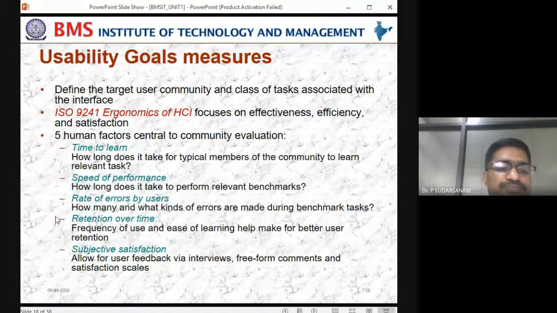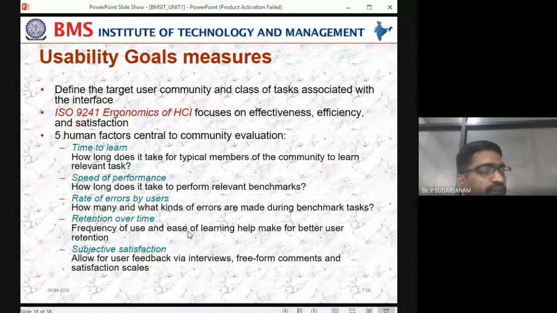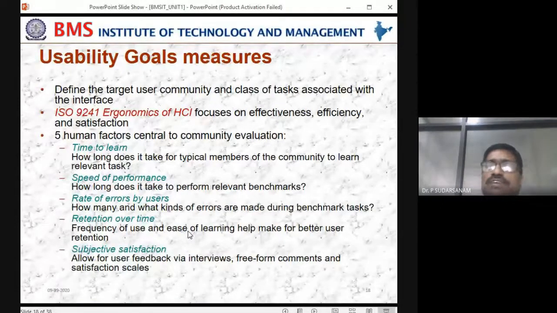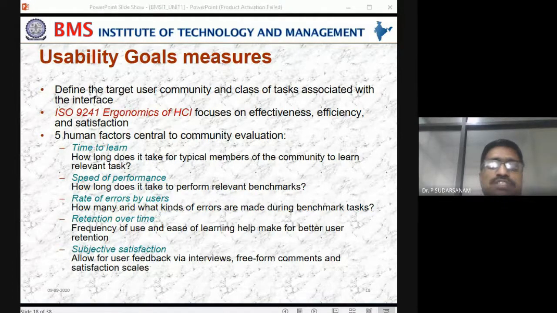Next is subjective satisfaction. Allow the user's feedback via interviews. This is to improve and rectify any errors that went wrong. So we need to take the feedback. Always, in any work you are doing, we have to take the feedback. Once you take feedback, you can rectify wherever it went wrong. So these were the usability goals measures.